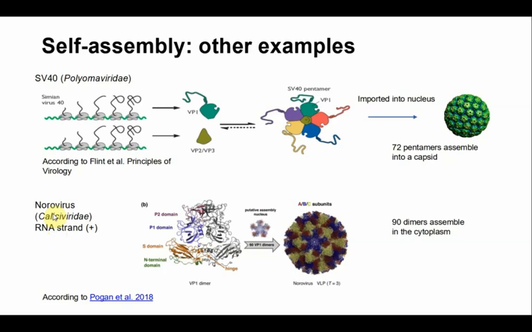Caliciviruses, like human noroviruses, do the same kind of thing. The plus-strand RNA viruses, the capsid protein is formed as a dimer, and then 90 dimers assemble on their own into a capsid. So it's an entirely autonomous system. Once again, if you take this capsid protein, you express it in a different system, it will form empty particles.